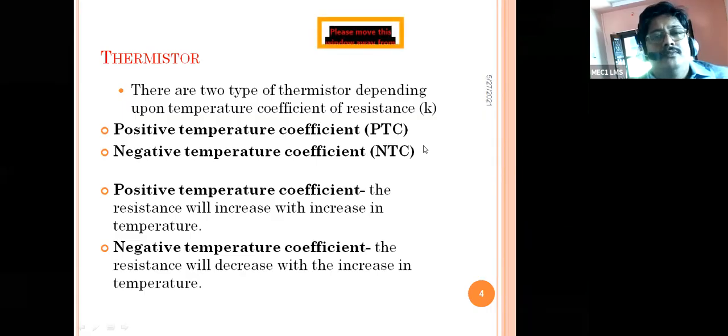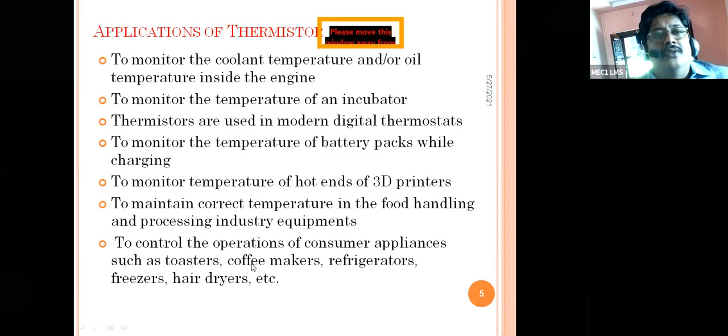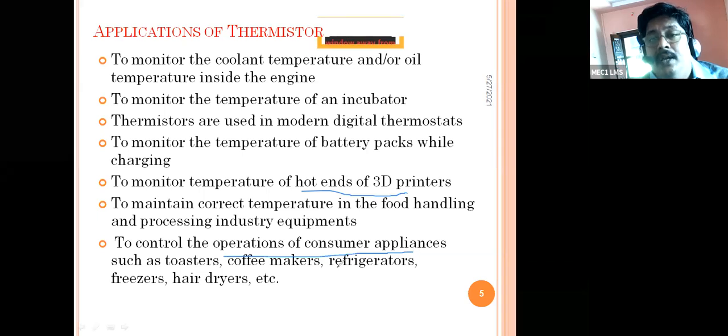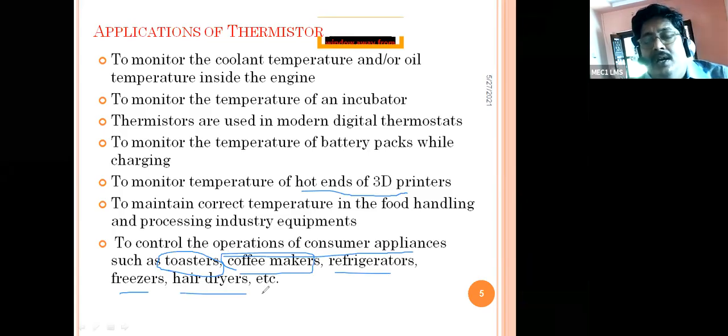The next topic is applications of the thermistor. Nowadays the thermistor is used even in advanced applications. It is used in 3D printers, in the hot ends, to monitor their temperatures. It also controls the operation of consumer applications: bread toasters, coffee makers, refrigerators, freezers, hair dryers, etc. These are completely consumer applications.